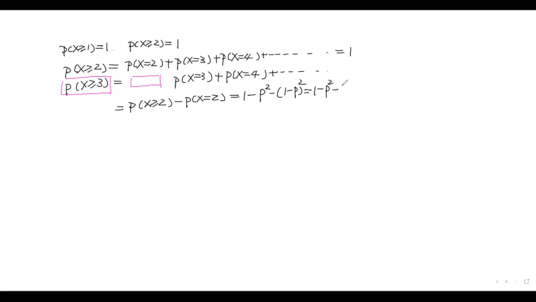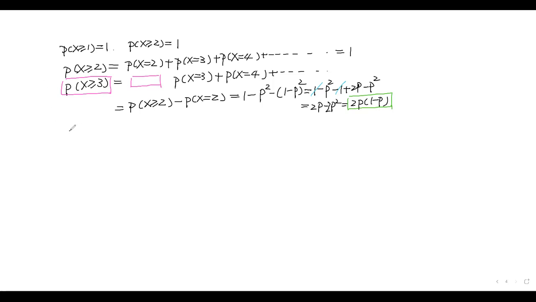You FOIL this one: minus 1 plus 2p minus p squared. Then the 1 and the negative 1 cancel, so I have 2p minus p squared minus p squared, which is 2p squared removed, so I can say this is 2p(1 minus p). Let's highlight this, and then look at the other ones so you will see the pattern.